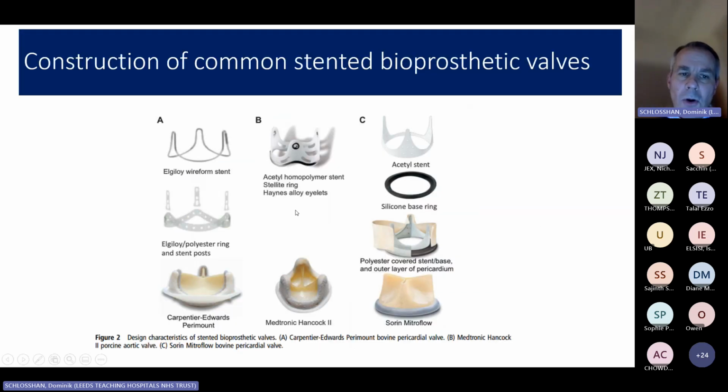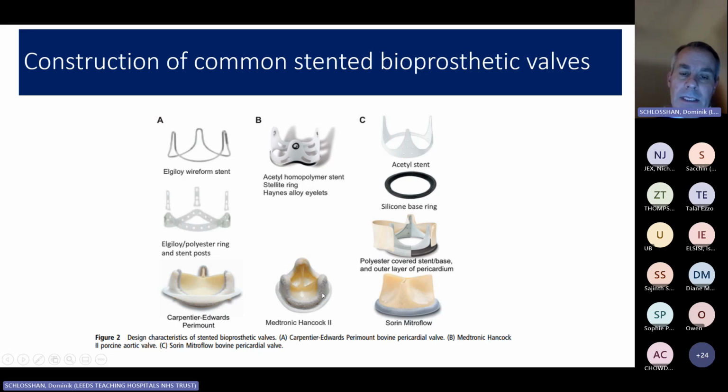Okay, what are the different components? You have a stent, then you have the different stent posts and the ring, and then you have the actual leaflets in there. This is the Carpentier-Edwards Perimount. This is one of the commonly used valves, and probably the valve that has the best durability data. This here is the Hancock valve, which is another one of the top two bioprosthetic valves with the best durability data. Very similar build, but the stent doesn't have these posts.